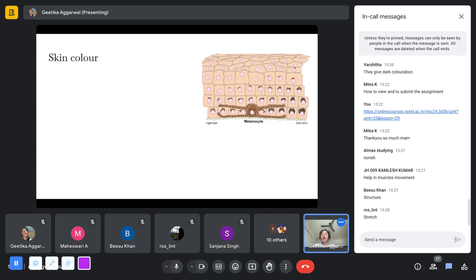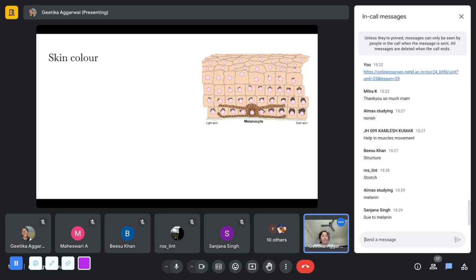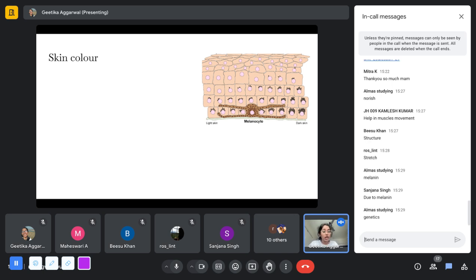Okay, so moving on to skin color. Can you guys tell me how we get the color of the skin that we have, and what is it governed by? Why are some people of a lighter skin color and others of a darker skin color? Due to melanin, correct. So why are some people of the lighter color and some of the darker color? Because of genetics, true. And how does genetics play a role?